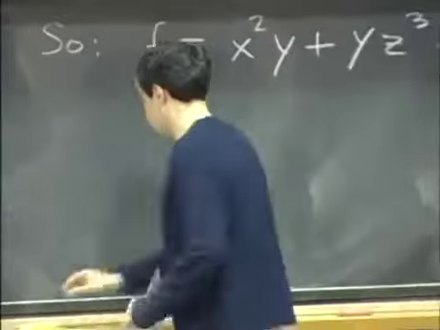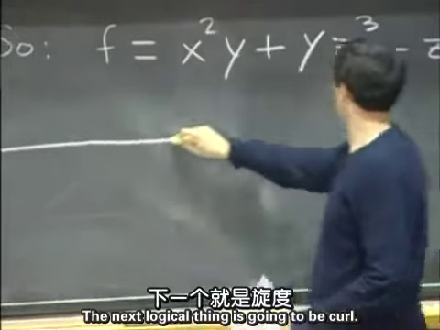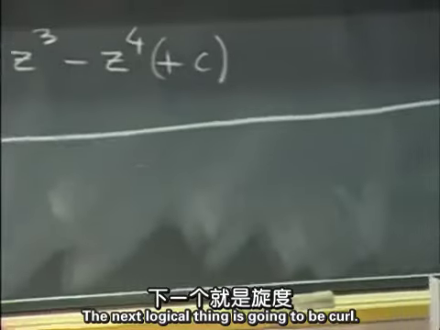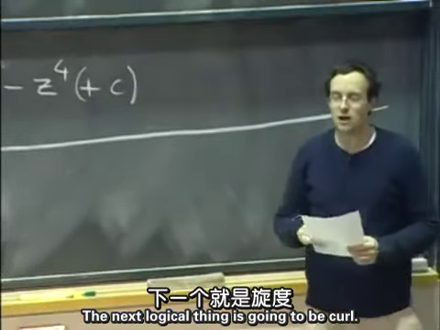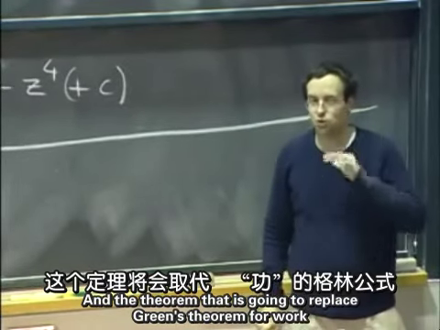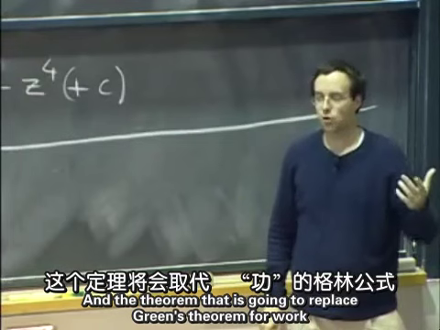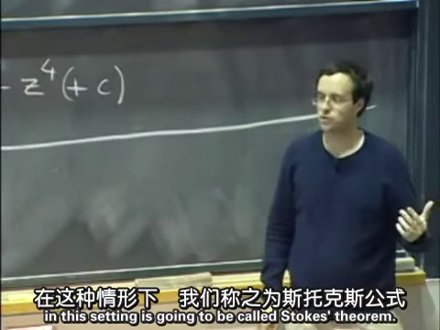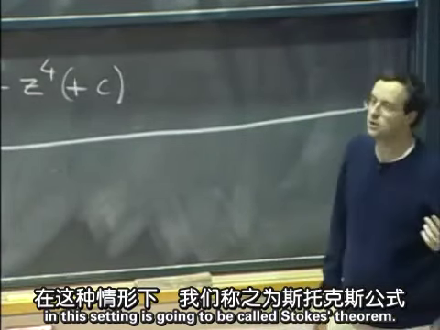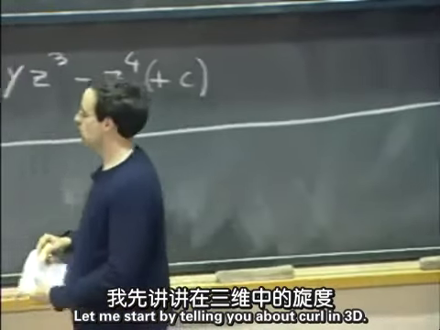Okay, so the next logical thing is going to be curl, and the theorem that is going to replace Green's theorem for work in this setting. That's going to be called Stokes' theorem. So let me start by telling you about curl in 3D.